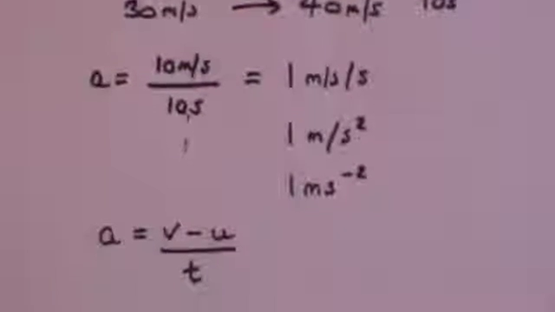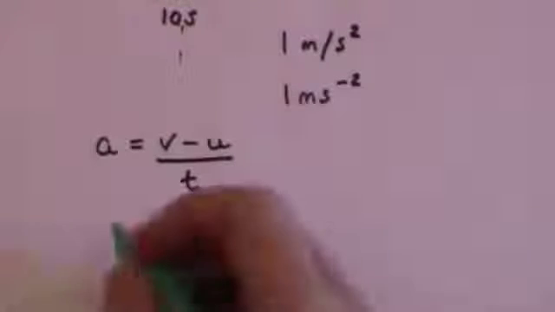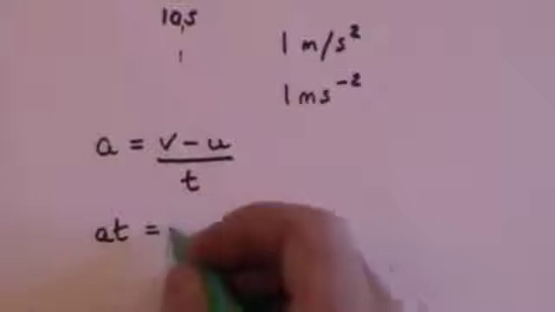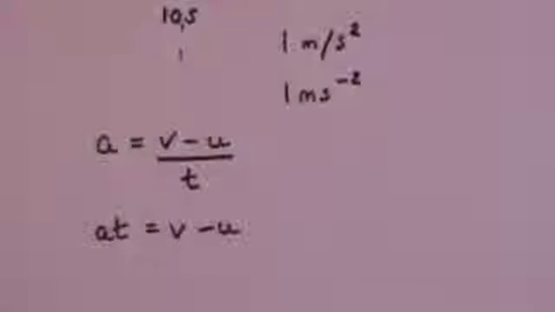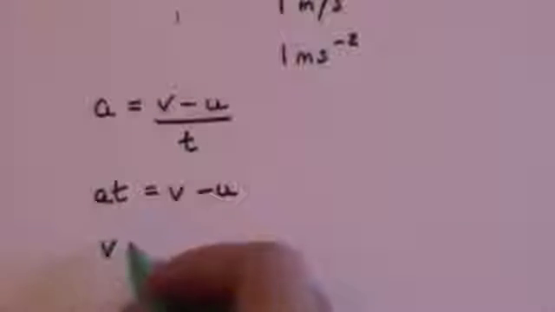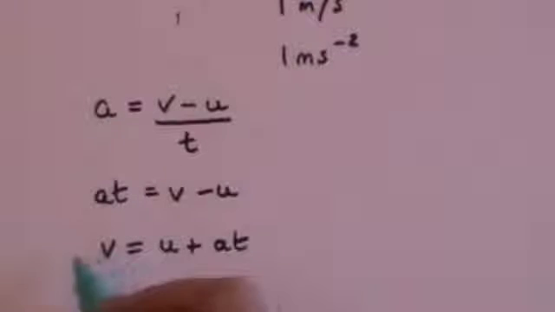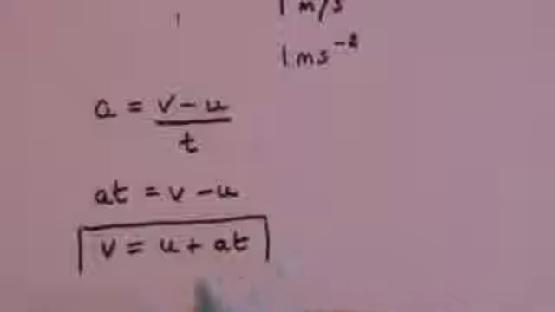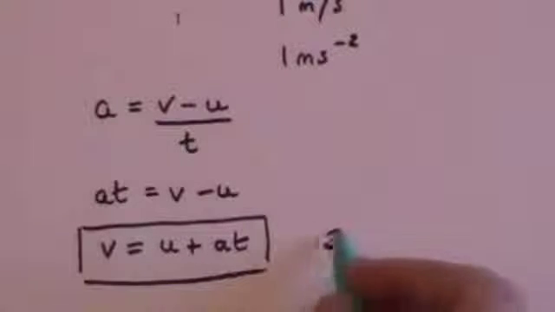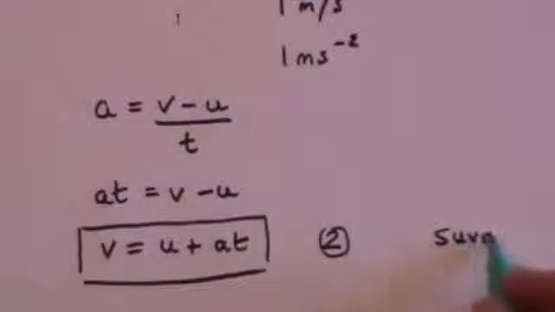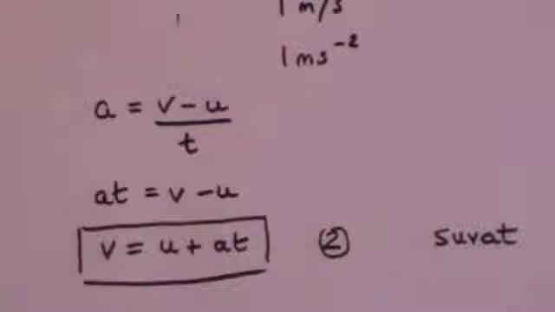If I multiply both sides of that equation by t, I get a times t equals v minus u, and if I rearrange that, I get that v equals u plus at, simply by taking the u onto that side of the equation and then swapping them over. V equals u plus at is the second of the suvat equations.